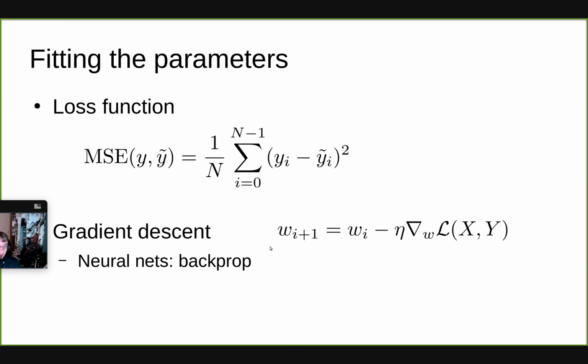The name comes from the fact that, because neural networks are a function composition, you calculate the gradient using the chain rule of differentiation, starting from the end of the network and then going backwards.